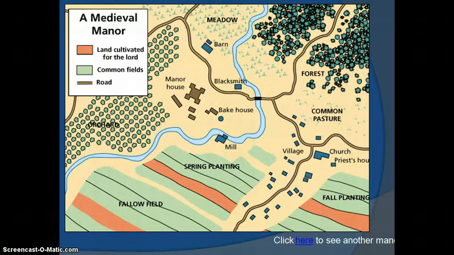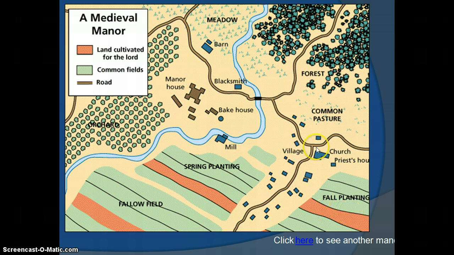So here's an example of a medieval manor. We see, this is going to be common land. As I mentioned, a portion of what they grew went to the lord. So we can see based on the key that this reddish orange is food that they grew for the lord.